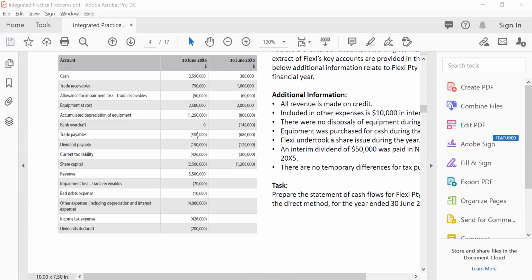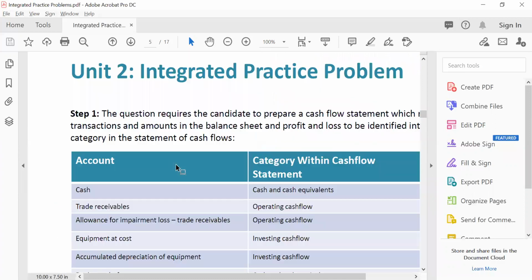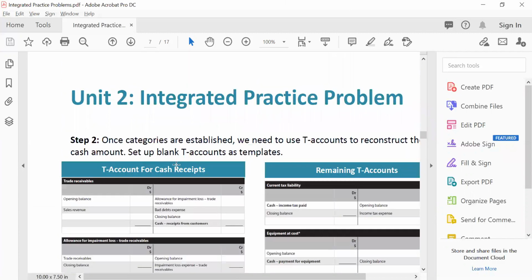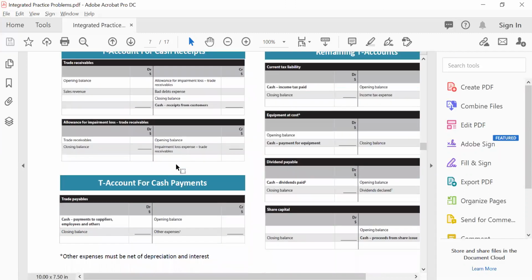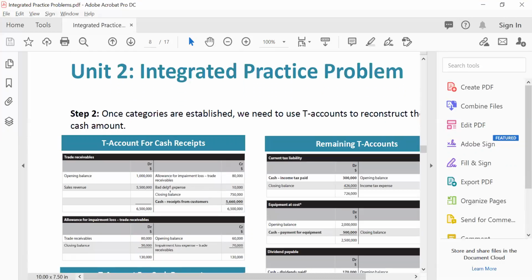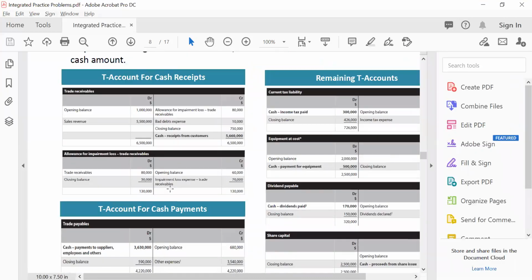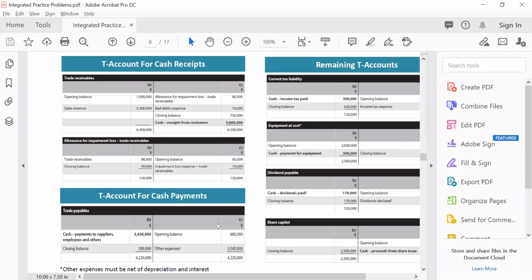When we go back and have a look at our trade payables T account, you can see that for this other expense, we need to reduce both the interest component and the depreciation component. So 4 million, which is the total amount, minus 10,000 minus 450,000 is going to give us 3,540,000. And this again becomes a simple arithmetic exercise where we can work out this missing item, which is our cash payments to suppliers, employees, and others.